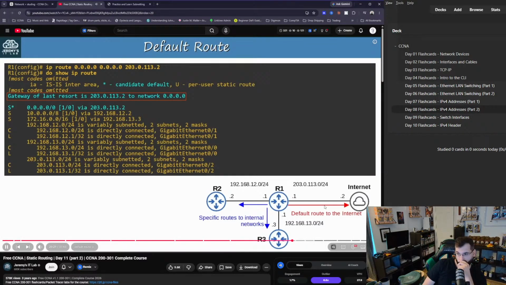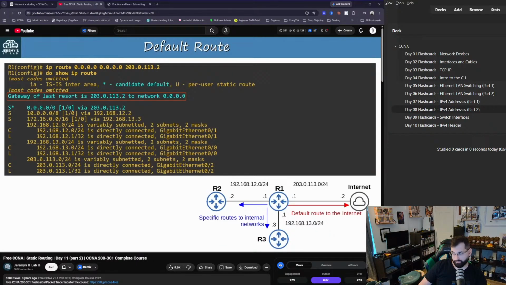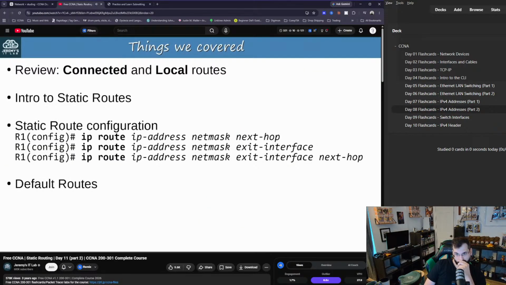Okay, that's all we'll cover about default routes for now. The configuration is the same as a regular static route. Just remember that the network address and net mask are both 0.0.0.0. We will use default routes in many future lessons as well, so you'll get more familiar with them throughout the course. Here's what we covered in this video.